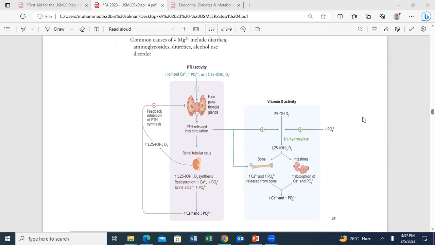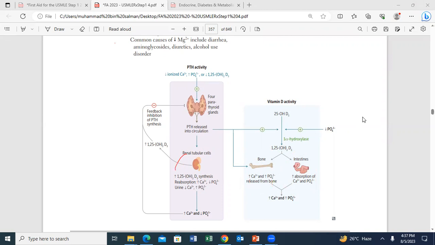So the role of parathyroid hormone in kidneys is to increase the reabsorption of calcium, or you can say decrease the excretion of calcium. The role of parathyroid hormone in bone is the bone resorption, so that more calcium and phosphate can be added into the blood. And in intestines, it increases the absorption of calcium and phosphate. So, increasing the absorption of calcium and phosphate, increasing the amount of calcium and phosphate in the blood.